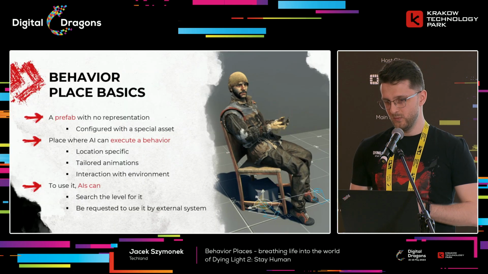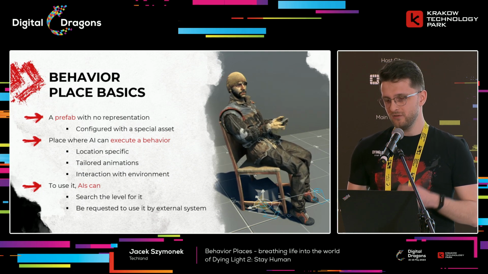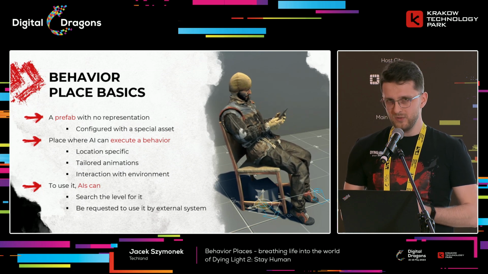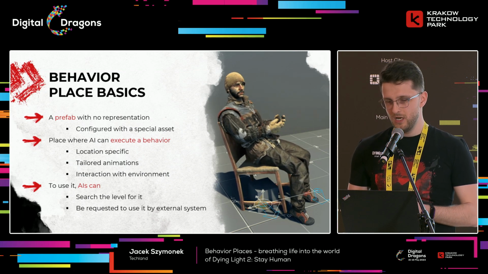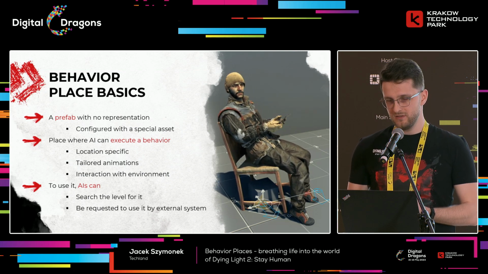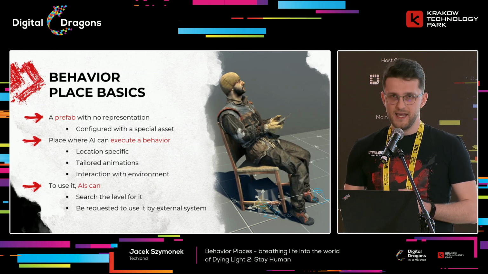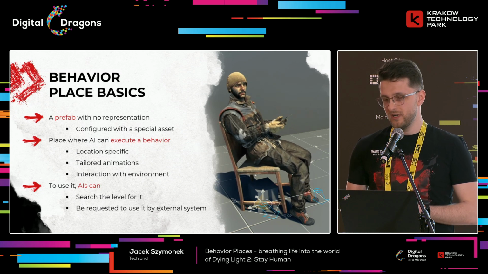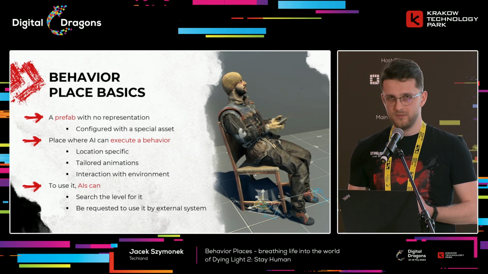Okay, let's summarize this part. A behavior place in CEngine is an entity without any visible representation, which is configured with a dedicated asset called the behavior definition. It represents the place where AIs can execute a location-specific behavior by using tailored animations and with rich interaction with the environment. Every AI in the game can either search for a place and decide to use it, or AIs can be requested to do so by an external system, for example, our storage system.